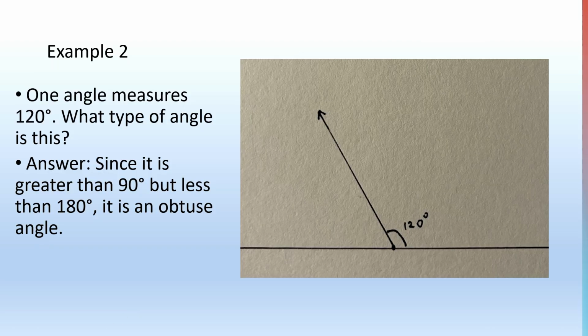So what type of an angle is this right here? It's 120 degrees. It's greater than 90 degrees, less than 180, which would be right here. So 90 would be up here. So it's an obtuse angle.